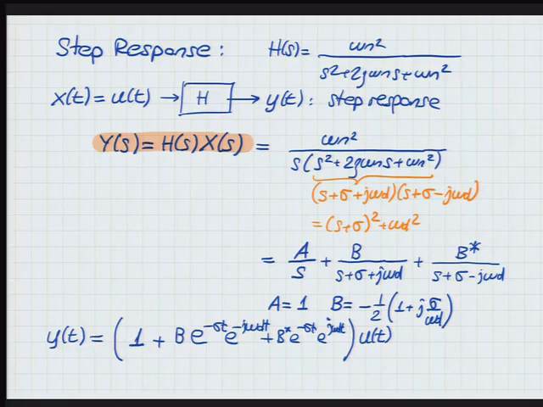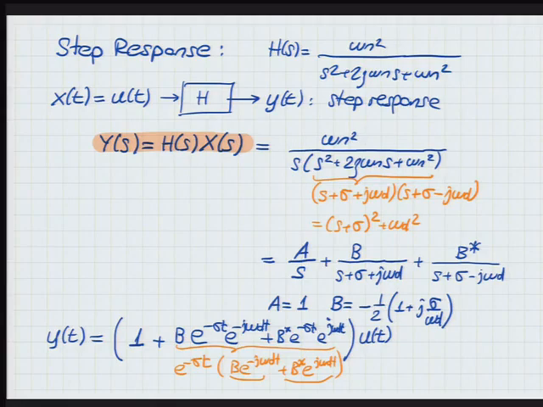Write, first of all, I can factor out e to the negative sigma t because it's common to both. And then I have B e to the negative j omega d t plus B star e to the j omega d t. Now, there are two terms here, this and that. And do you agree they are complex conjugates of each other? If I multiply two complex numbers and take the complex conjugate, it's the same as multiplying the complex conjugates, right? So that's why one is the complex conjugate of the other. So therefore, I have B e to the negative j omega d t plus its conjugate.